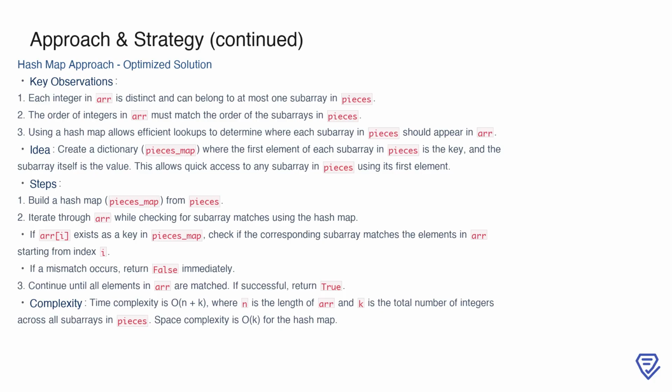This approach improves efficiency significantly, reducing the time complexity to O(n + k), where n is the length of ARR and k is the total number of elements in pieces. The space complexity is also manageable at O(k), thanks to the hash map.